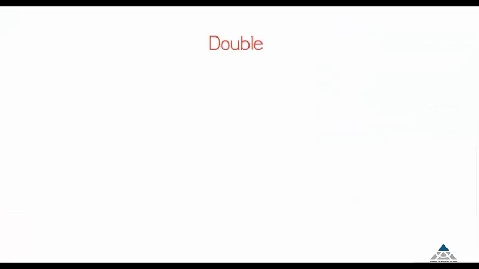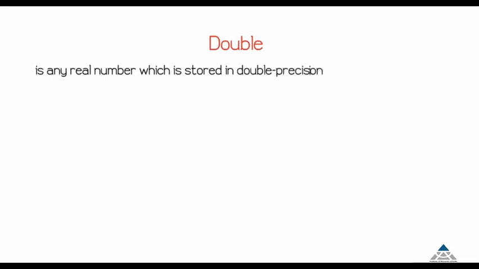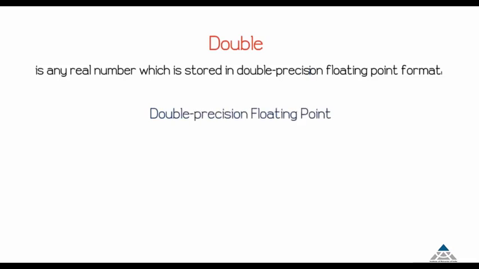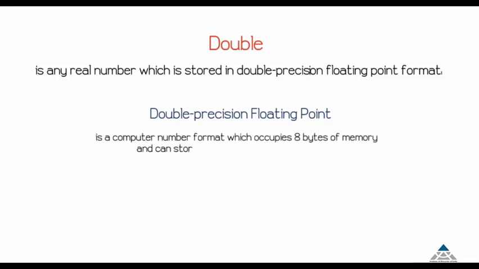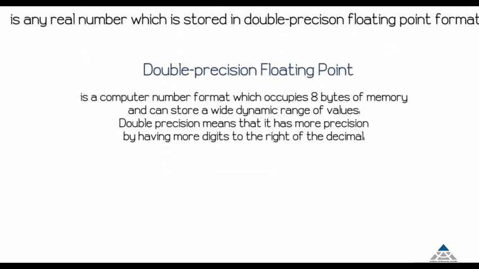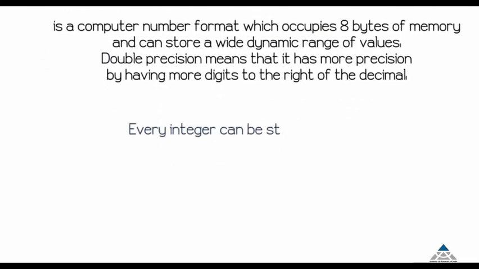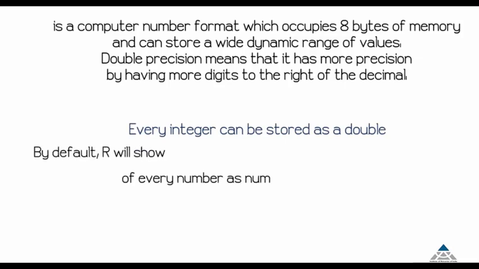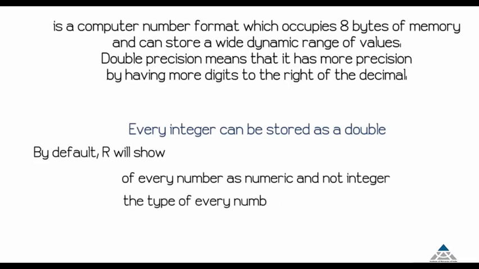A double is any real number which is stored in double precision floating point format. Let us try to understand what a double precision floating point is. It is a computer number format which occupies 8 bytes of memory and can store a wide dynamic range of values. Double precision means that it has more precision by having more digits to the right of the decimal. Since every integer is a real number, each integer can be stored as a double. By default, R will show the class of every number as numeric and not integer, and the type of every number as double.